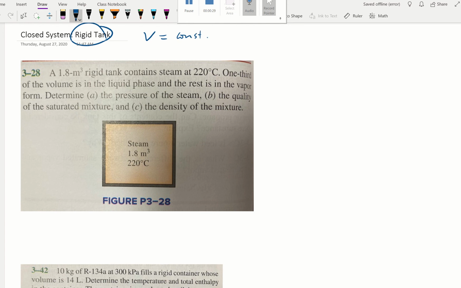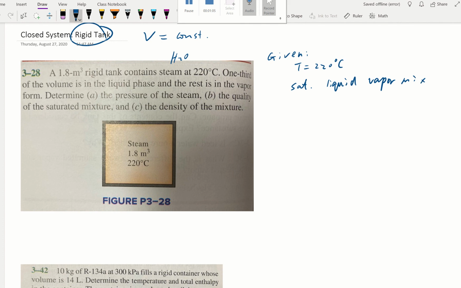So, first problem. There's a 1.8 meter cube rigid tank that contains steam, so that means it's water, at a temperature of 220 degrees Celsius. While you are reading it, write down what's given. And 1/3 of the volume is liquid phase. What does that tell us? It means the rest is vapor. That tells us it's going to be saturated. We know this is going to be a saturated liquid-vapor mix.